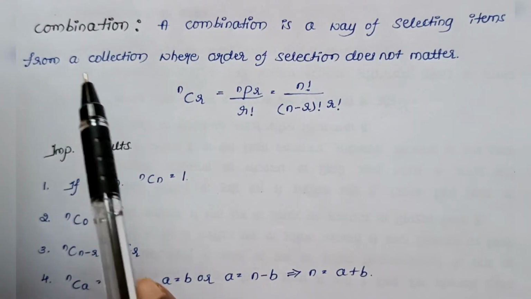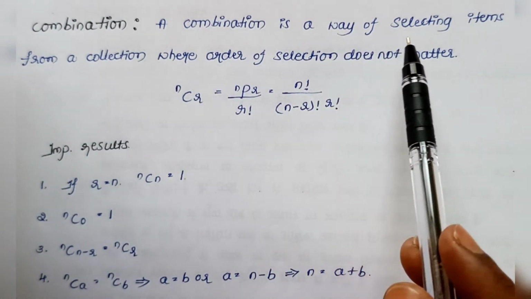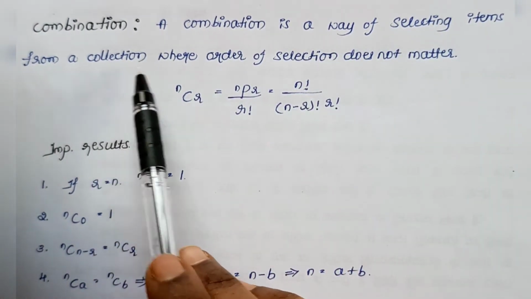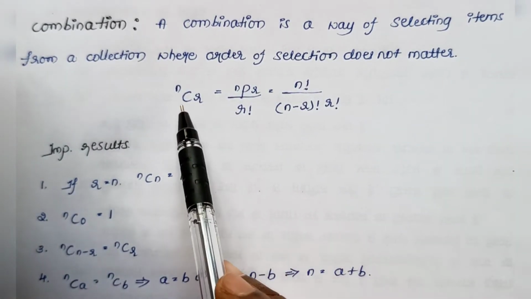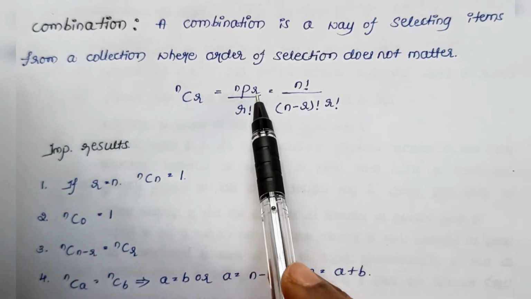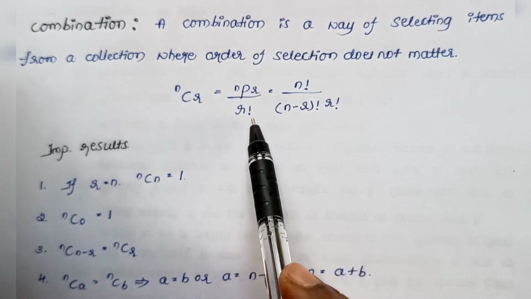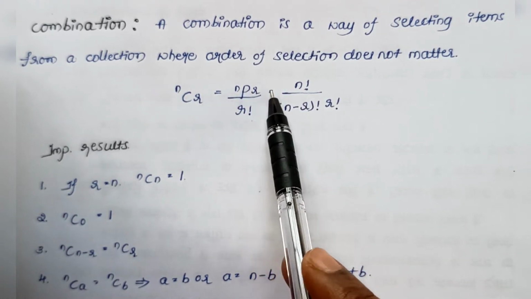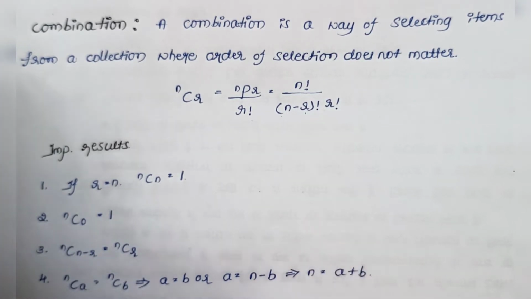Then it is combination. A combination is a way of selecting items from a collection where the order of selection does not matter. This is denoted by nCr, which is equal to nPr, that is the number of permutations, divided by r factorial. We know that nCr means n factorial by (n minus r) factorial into r factorial.